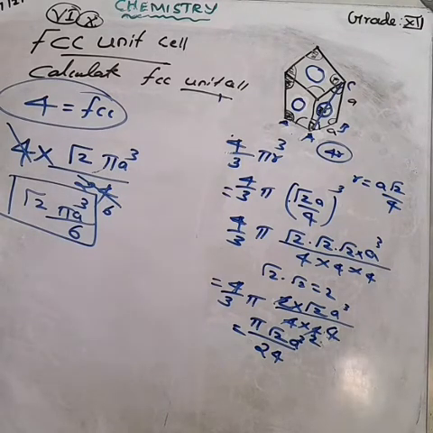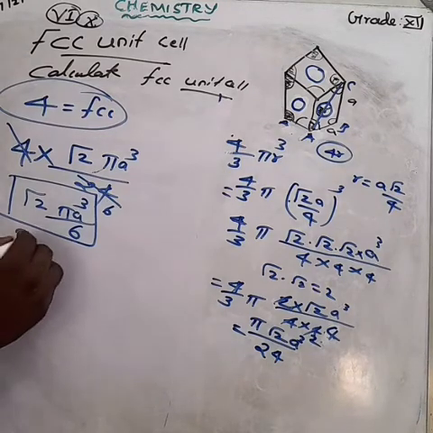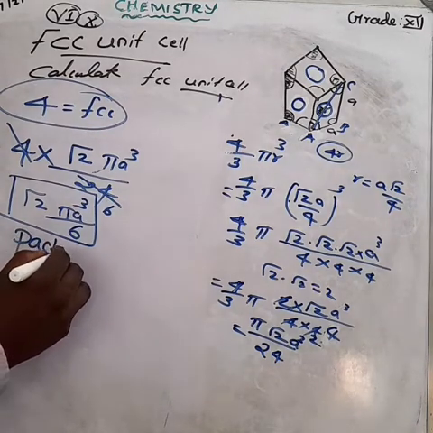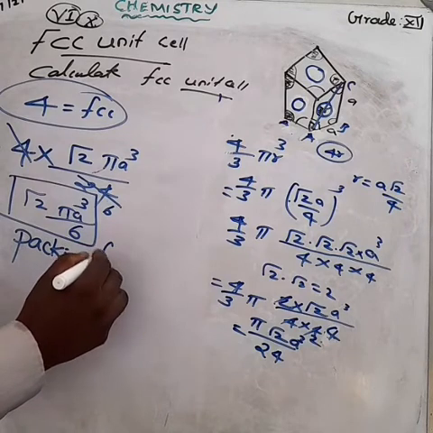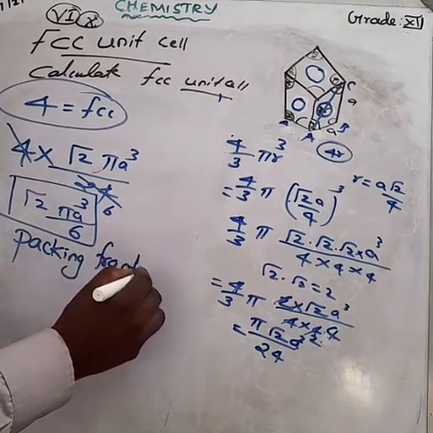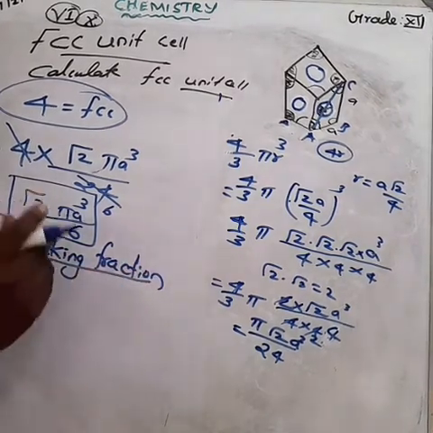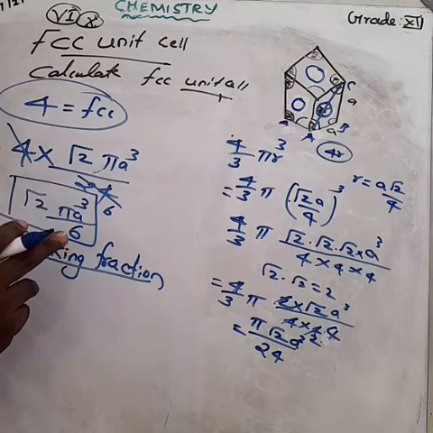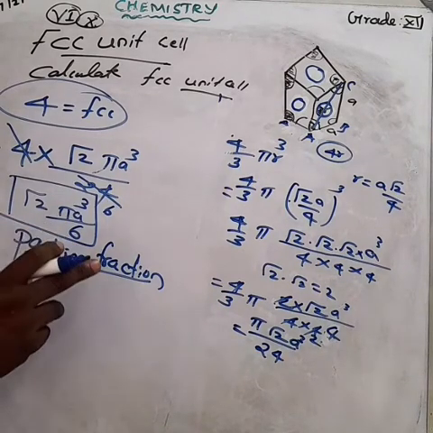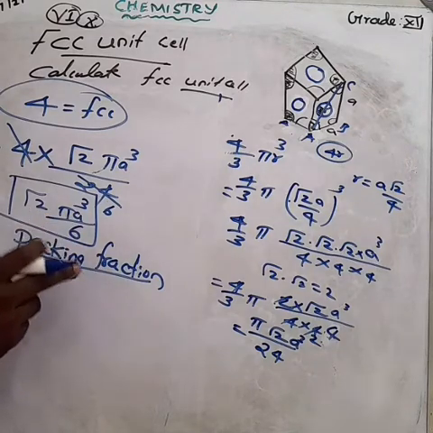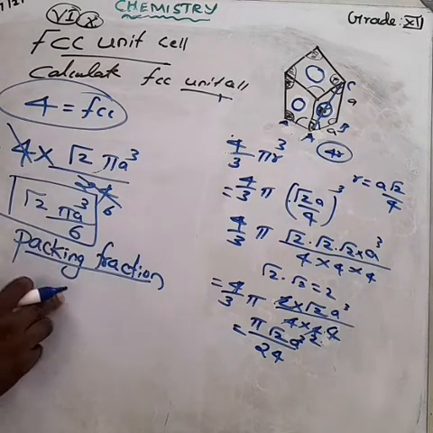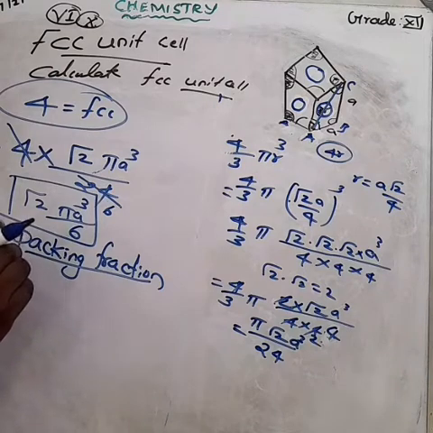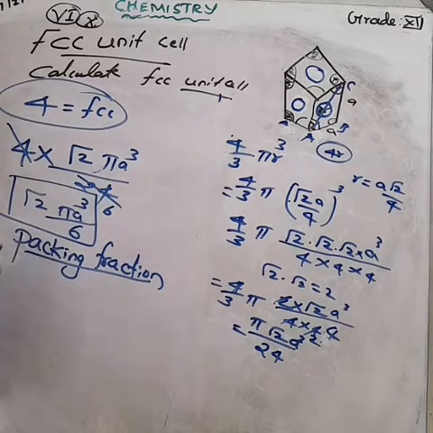We know the packing fraction, otherwise packing efficiency, all of you know that one already; we discussed it. It is the total volume occupied by spheres in a unit cell divided by the volume of the unit cell, into 100. Already we know that, so I am applying this formula here.